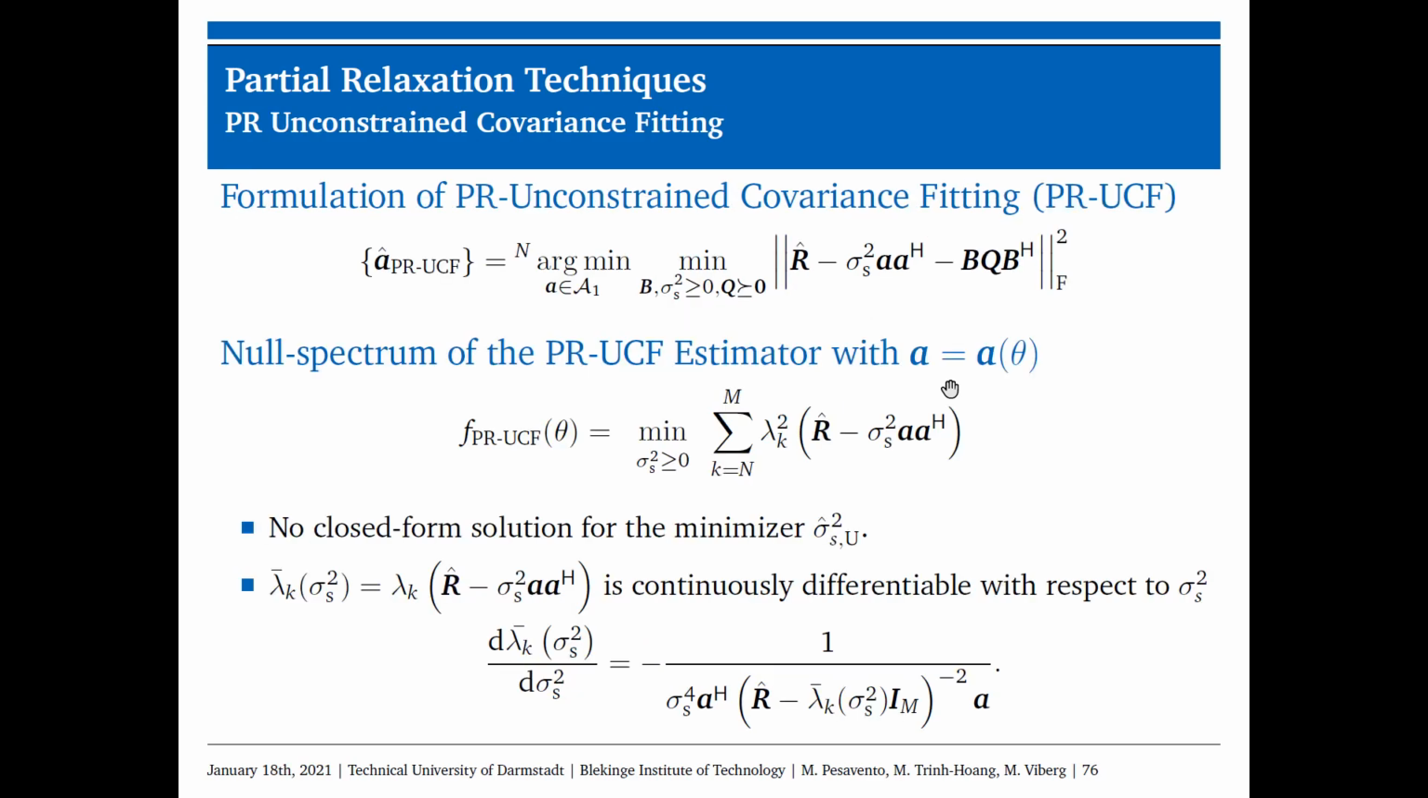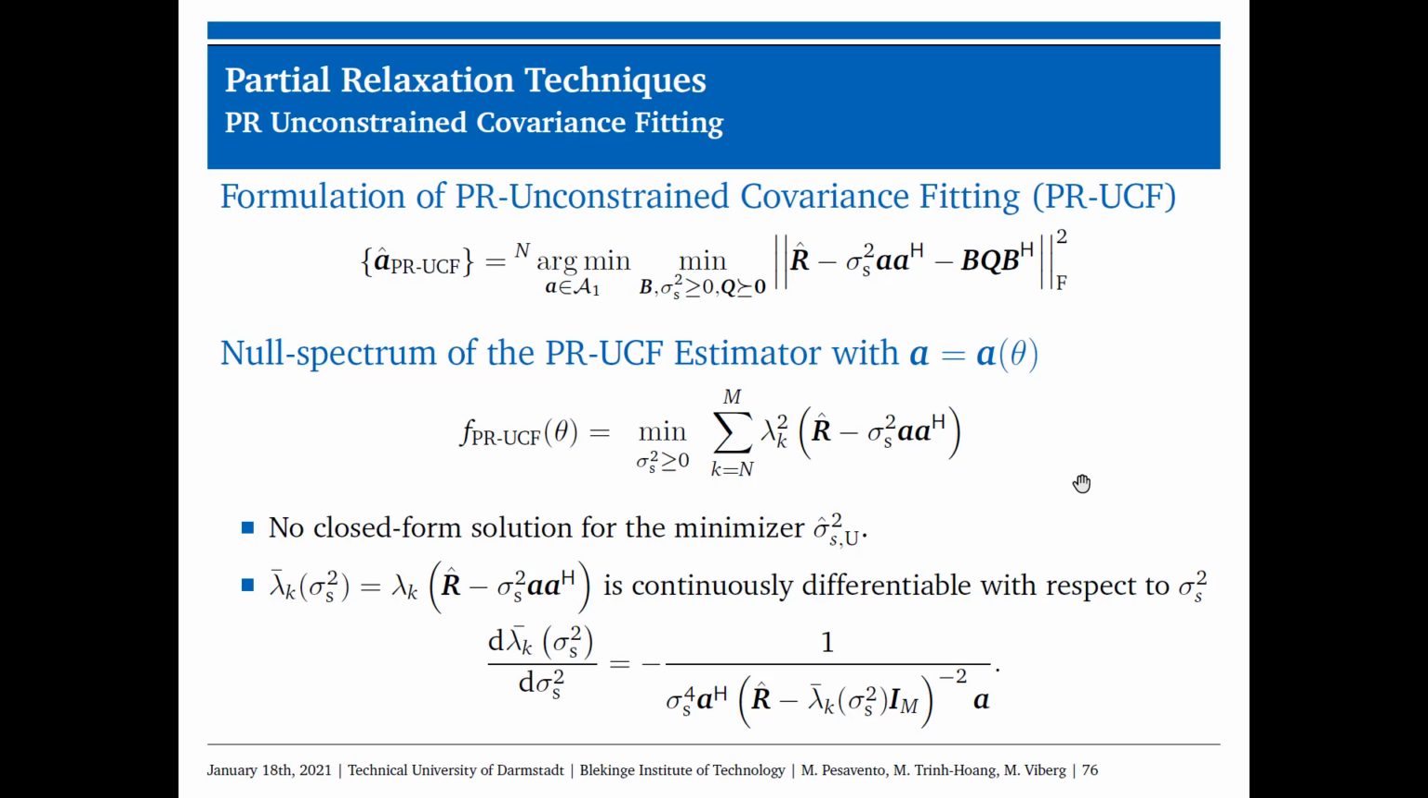The PR unconstrained covariance fitting estimator is similar to the constrained version, except for the fact that we neglect the PSD constraint. We can use a similar concentration step as before, and the computation of the null spectrum requires an inner optimization problem in each candidate direction. The solution for the source signal power sigma s squared can no longer be determined in closed form, but we can still use some numerical method to solve for the minimum.